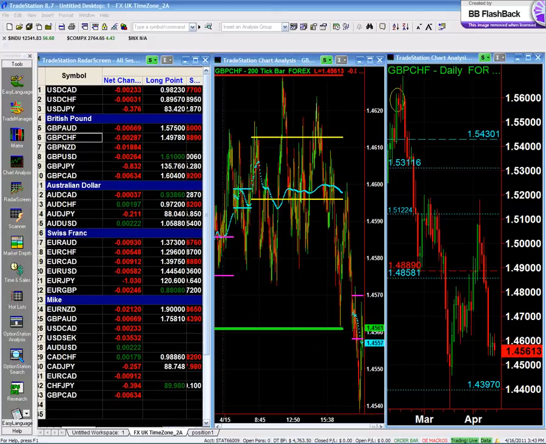And what we see on the chart here is very nice. It's been moving sideways for the last 4 days in a very narrow range. So it makes our life extremely easy.